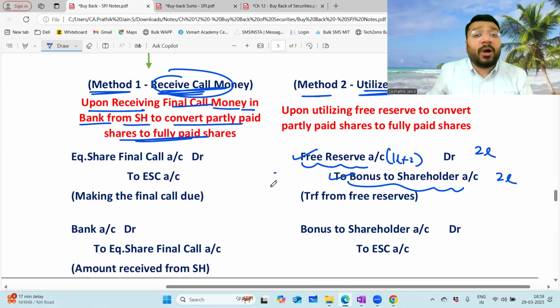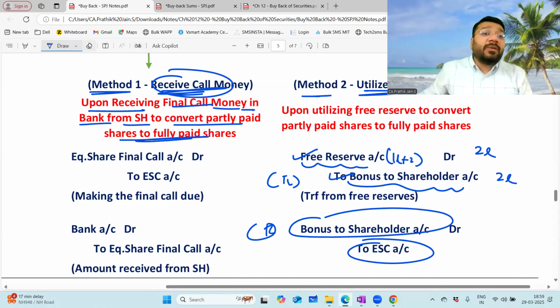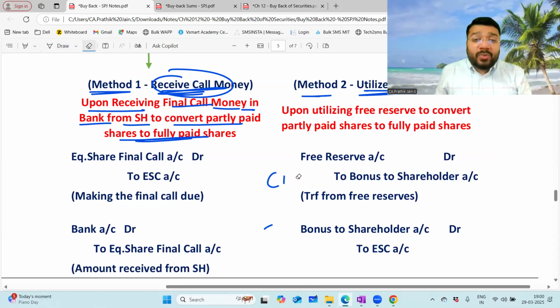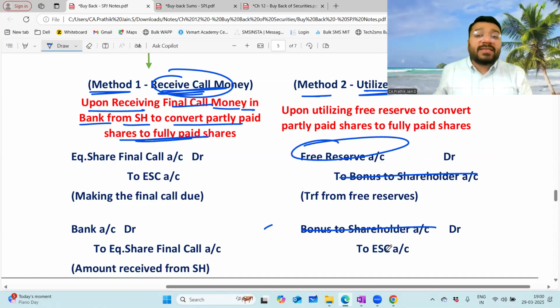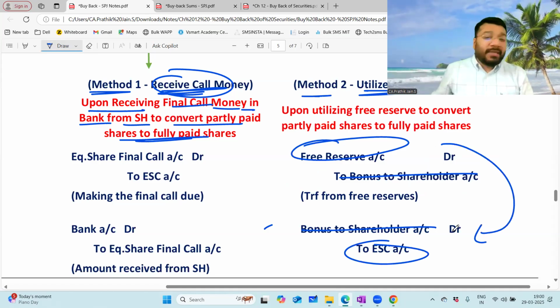Bonus to shareholders is what account? Temporary liability. So that temporary liability is being closed and we are giving the credit to equity share capital account. So if I merge both the entries, what will happen? Bonus to shareholder gone. So what am I left with? Free reserve to equity share capital, which means the amount in free reserve is transferred to capital.